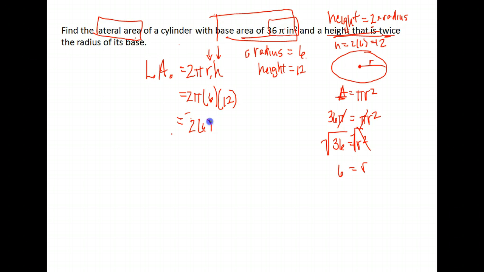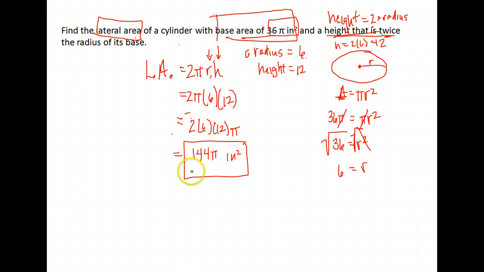So you can do this if they want it in terms of pi. You just move the pi to the end, multiply everything else. And again, 2 times 6 times 12 was 144 pi, this was in inches, so square inches.